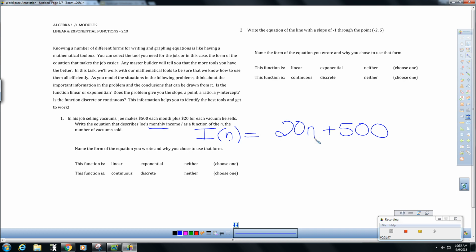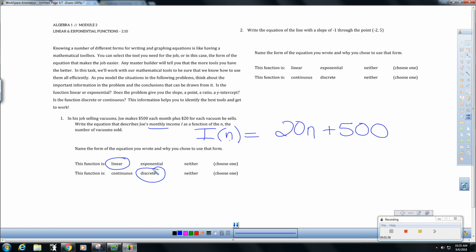So, name the form that we wrote. The function is linear. It is discrete. Why is it discrete, Carson? Because it goes on and on. It's discrete because he can't sell a fraction of a vacuum. He's got to sell whole number vacuums. That's the difference between continuous and discrete, okay? I took up too much space, but that's okay. It does go on forever and ever, but it's whole number values.